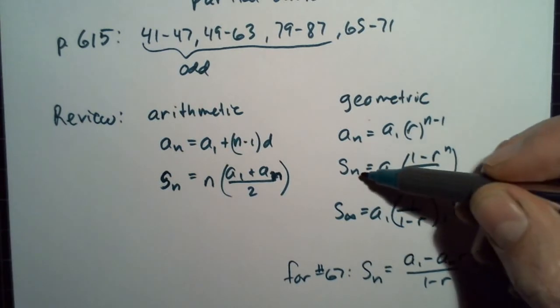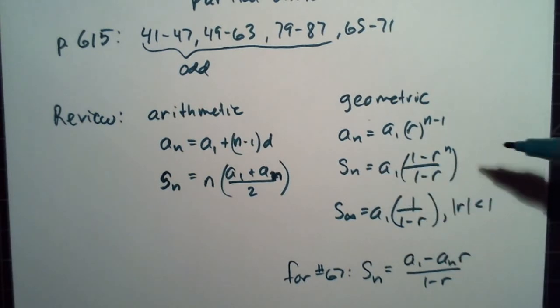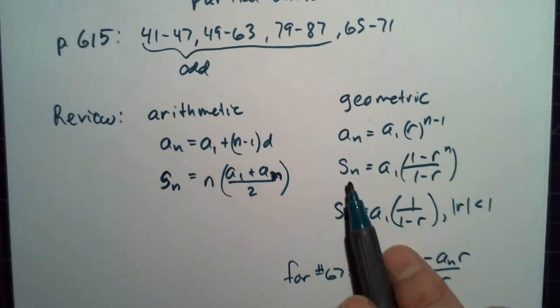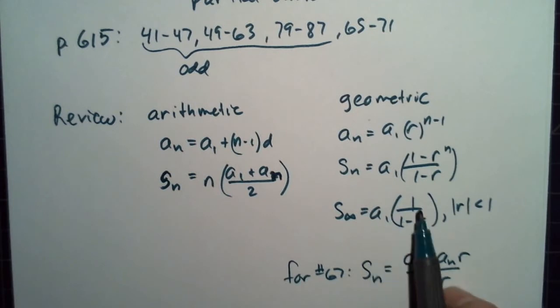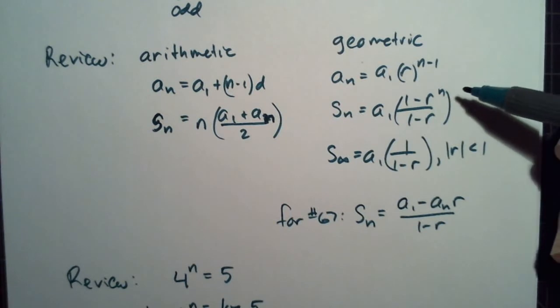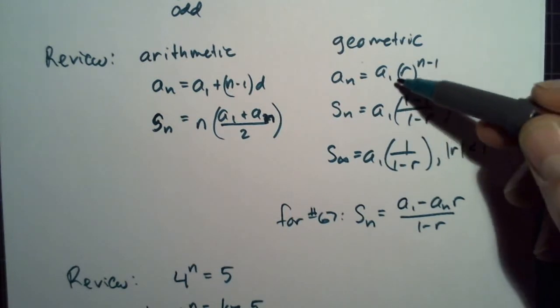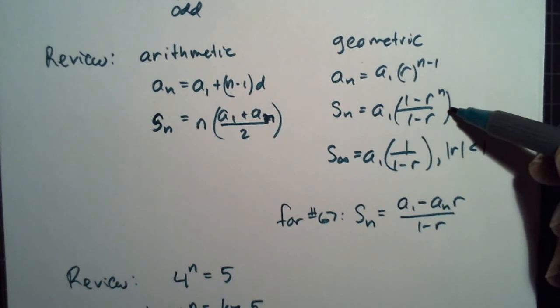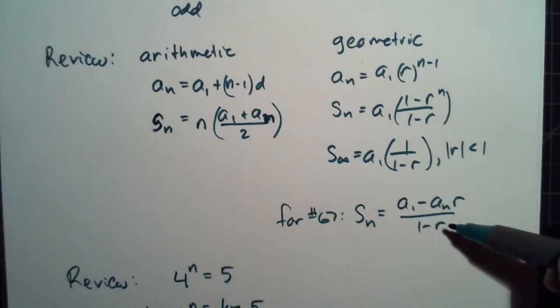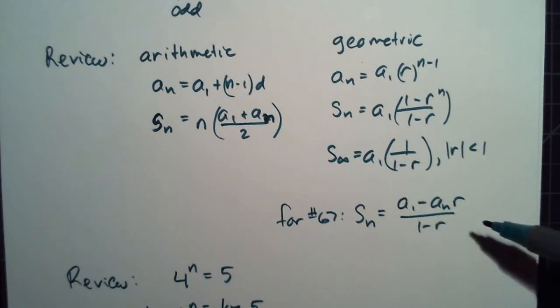Here's the nth partial sum of a geometric sequence, and with a geometric sequence we can add an infinite number of terms, and the sum will converge. So we can find the sum of an infinite number of terms. And then there's a manipulation, a combination of these two formulas. You can make this turn into that, and for number 67 we will use that formula. That might help in some of those problems.